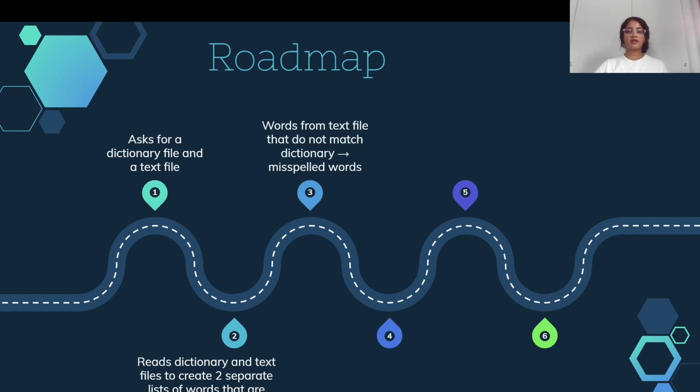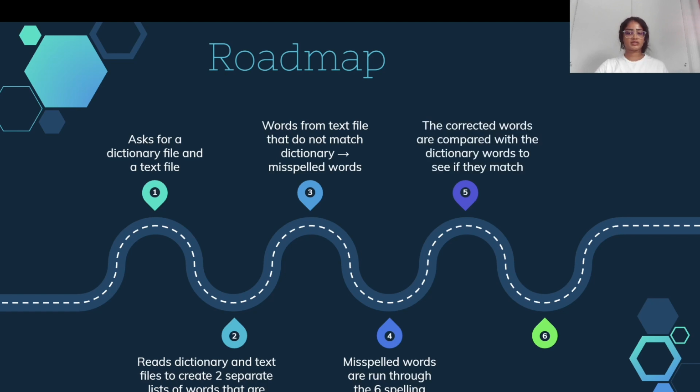Step 3. Words from the text file that don't match the dictionary are defined as misspelled words. These misspelled words are then run through the 6 spelling heuristics. Step 5. The corrected words are compared with the dictionary words to see if they match. And then, these corrected words replace the misspelled words and create a new edited passage.